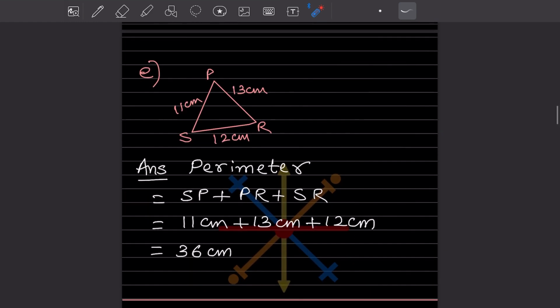Now look at this shape. Again, what is this shape? When they ask for the perimeter, you have to just add it. Here we don't know what it is, and the names are being given. So what is the perimeter? We'll put here SP plus PR plus, either you write SR or RS, both are the same. So just put the values, where this SP is 11. So 11, and this one, when you add, it is 36 centimeter.